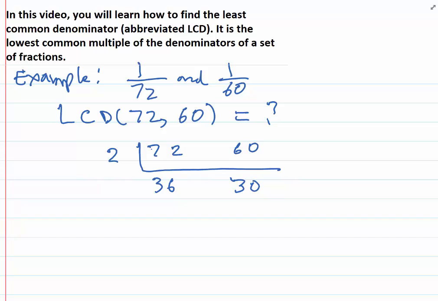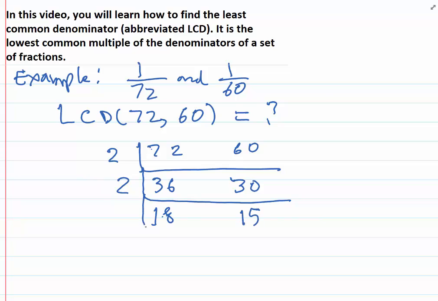30 times. Let's continue the process and ask the same question again by putting the division symbol upside down again. What is the smallest prime number, starting with 2 again, that goes into 36 and 30? Would 2 work? If it works, then we'll use 2. 2 goes into 36 18 times. And 2 goes into 30 how many times? 30 divided by 2 is 15 times.